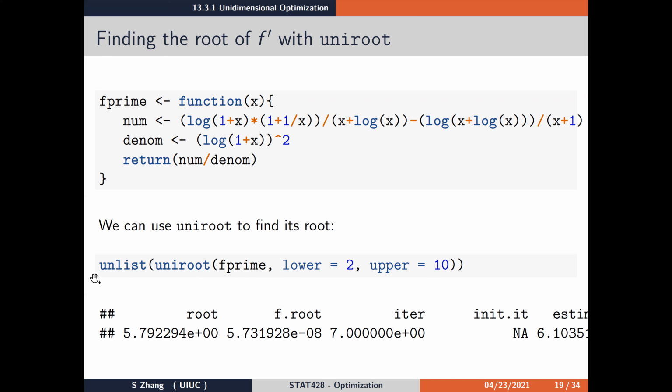The f prime function evaluated here is really close to 0, and it took 7 iterations. So please note that here we are finding the root of the derivative. In other words, we are finding an optimum of the original f function. In this case, the maximum of the f function is attained somewhere around 5.79.